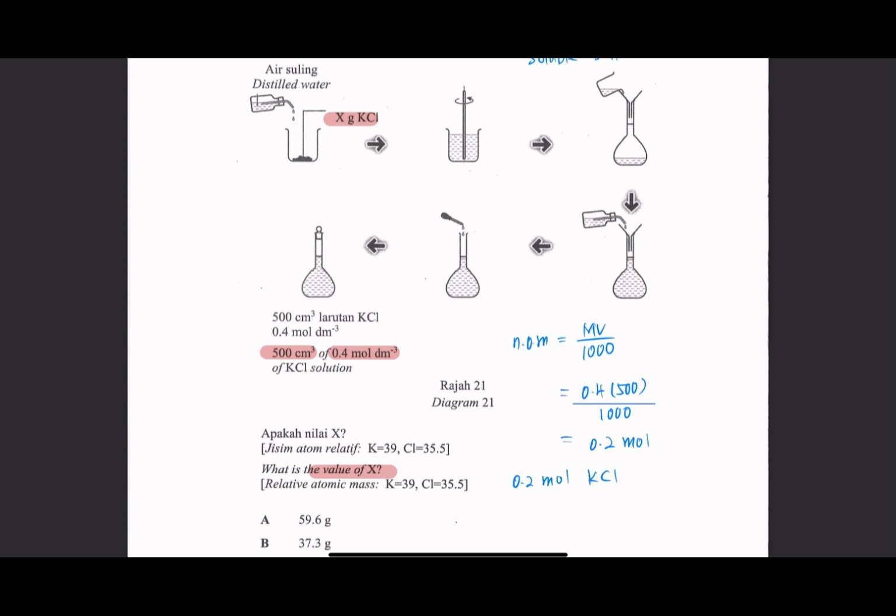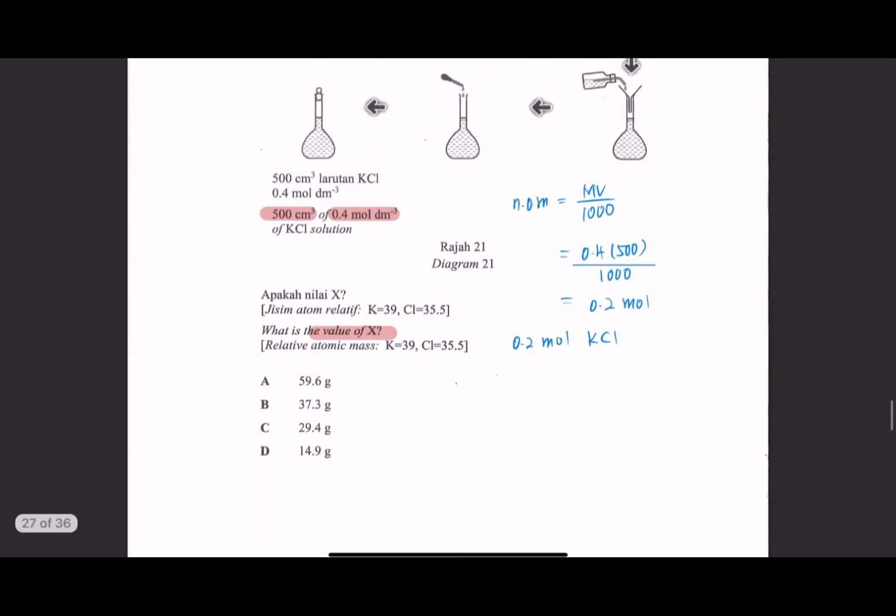So the mass of potassium chloride will be equal to the number of moles multiplied by the molar mass. It's either molar mass or relative molecular mass. So 0.2 mole. Molar mass of potassium chloride, 1 K, 1 Cl. 14.9 gram. Answer is D.